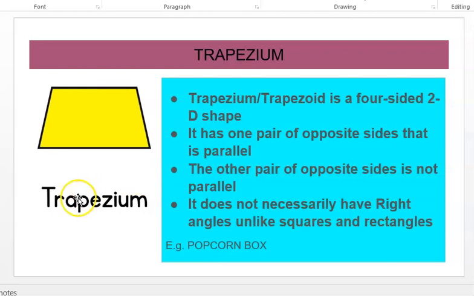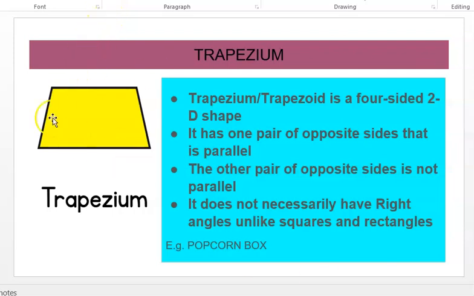And lastly, we have the trapezium. The trapezium is also known as trapezoid. It's a four-sided 2D shape. It has just one pair of opposite sides that is parallel. Like you see here, this upper side and this lower side, they are parallel lines. If you extend them, they will never meet. So trapezium has only one pair of parallel sides. The other pair of sides is not equal. If you extend these lines, they're going to meet at some point.